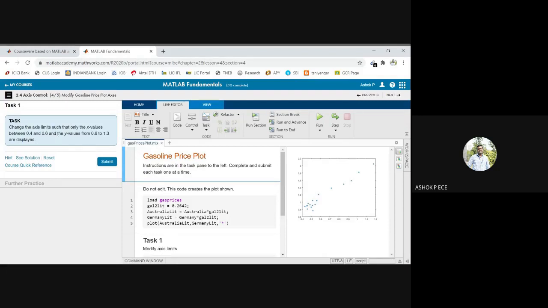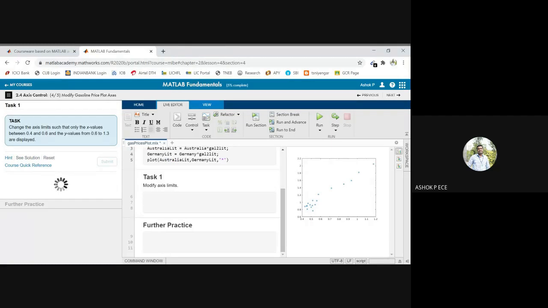So the same thing is given. The same thing they are asking you. See here, you are changing the x between 0.4 and 0.6 and changing the y values from 0.6 to 0.13. That can be done. So I will use the commands xlim and ylim and change the axis limits. So that can be done.